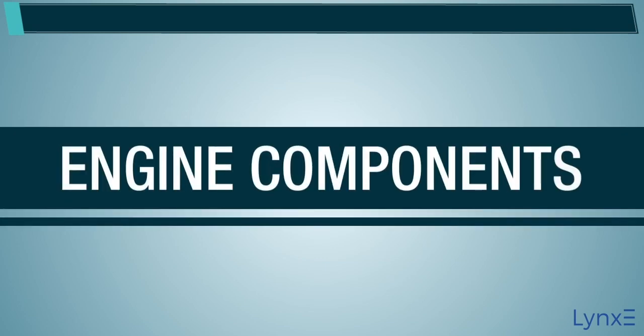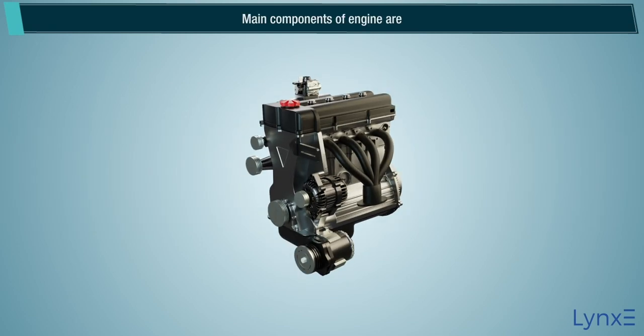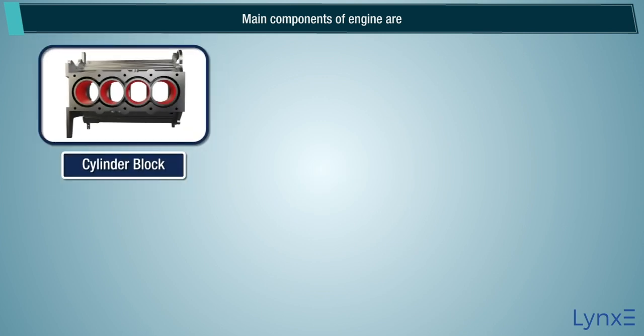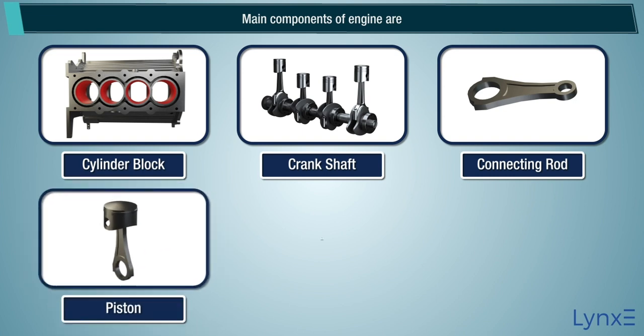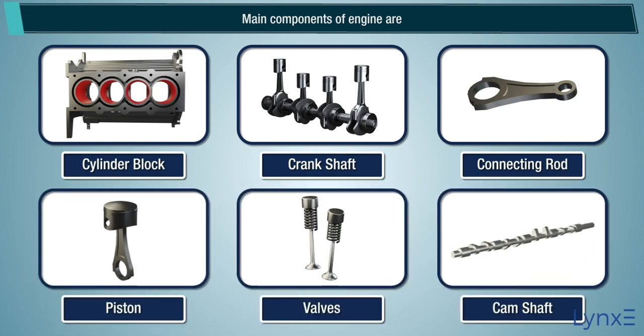Engine components. Main components of engine are cylinder block, crankshaft, connecting rod, piston, valves, and camshaft. Now let's learn location and function of these critical parts of the engine.